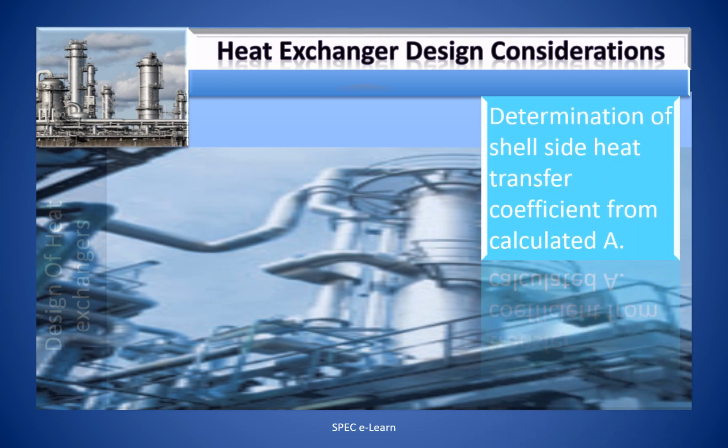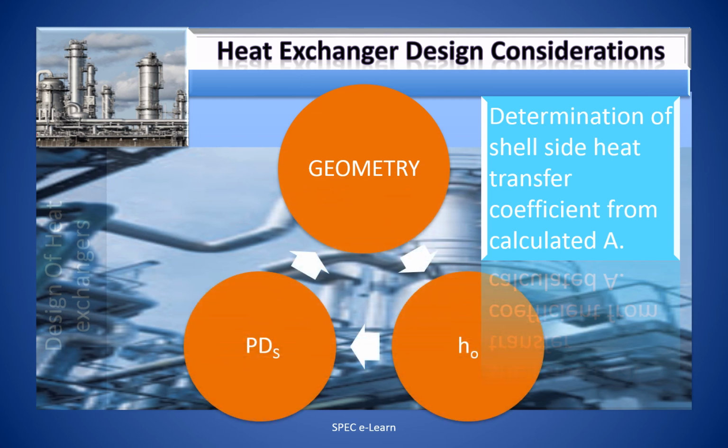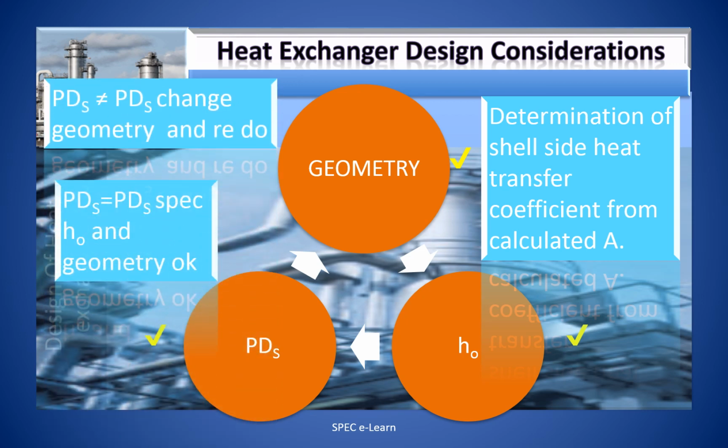Here the cyclic iterative process for shell side design is highlighted separately. Determination of the shell side heat transfer coefficient from the calculated A. Select the geometry, proceed to calculate shell side heat transfer coefficient HO, calculate the shell side pressure drop. If the shell side pressure drop meets the shell side design spec pressure drop, the HO and geometries are okay. If the pressure drop is more or less by a huge margin, go back to geometry, change the geometric data and recalculate the pressure drop and heat transfer coefficient again.